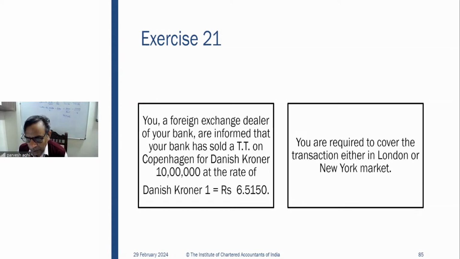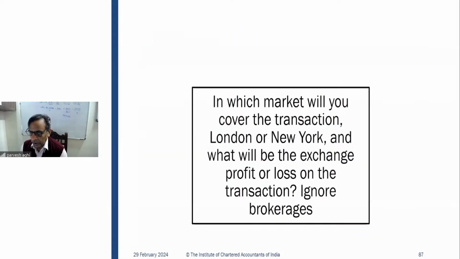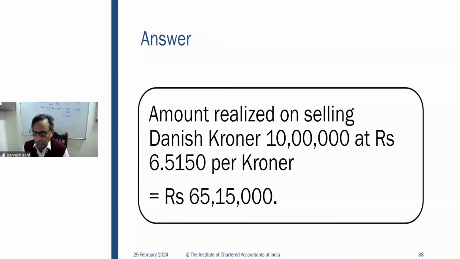How much money you require? 10 lakh Danish kroner. So they check the interbank rate, and they found that 1 Danish kroner was 6.5150. Okay, fine. So which means that they'll be spending this much money, and they'll take it from you. So you paid 65,15,000 rupees to get a telegraphic transfer to your supplier. Now the bank has sent it.